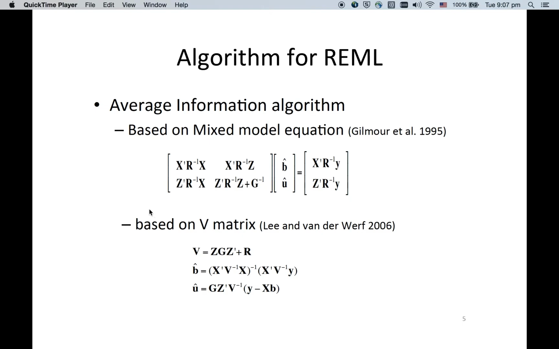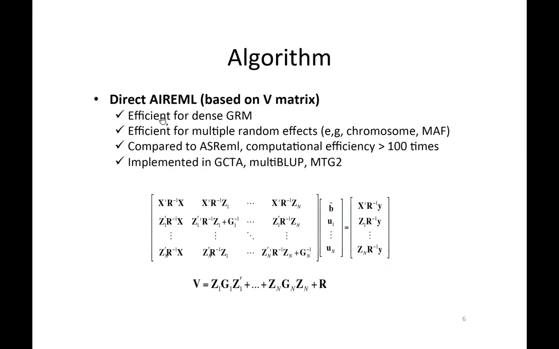So this AI algorithm, average information algorithm, can also be based on the V matrix, that is the phenotypic variance covariance matrix. So this is directly from the V matrix. This algorithm has been named direct AI REML, and this is the original AI REML based on the mixed model equation. These two different approaches actually have different computational performance depending on the situation.